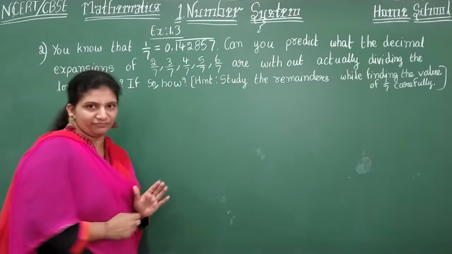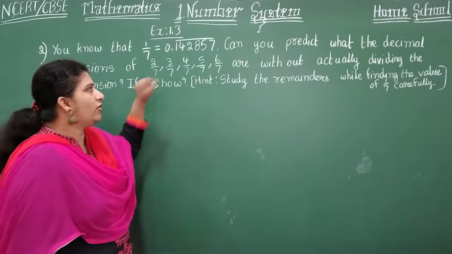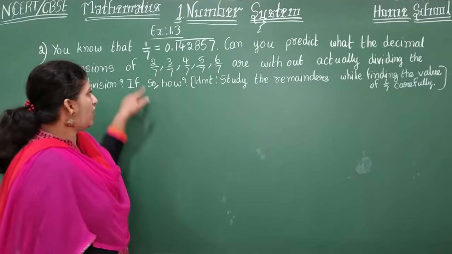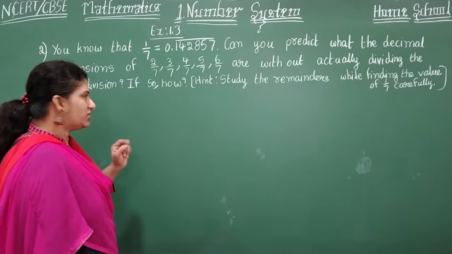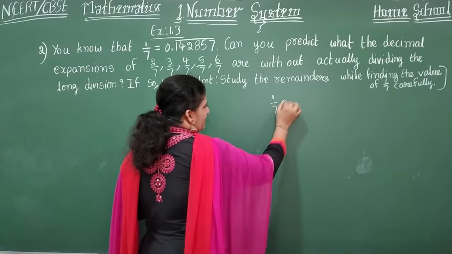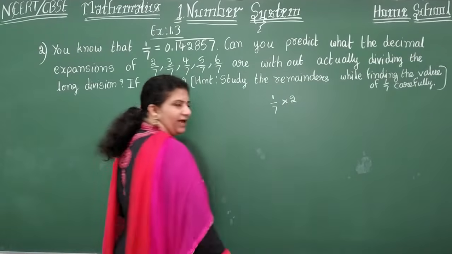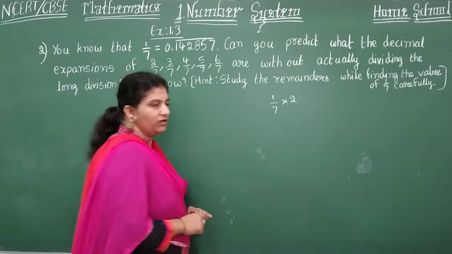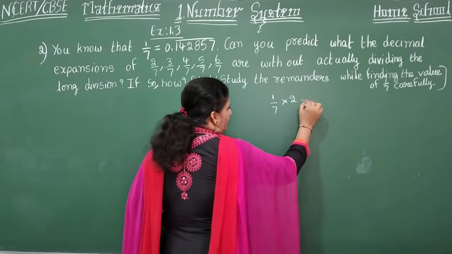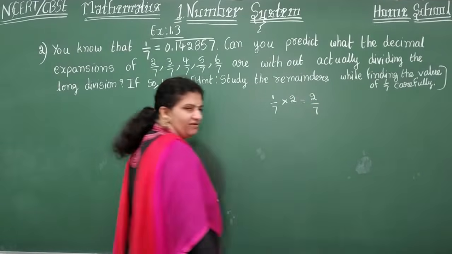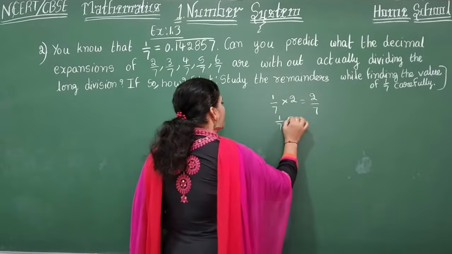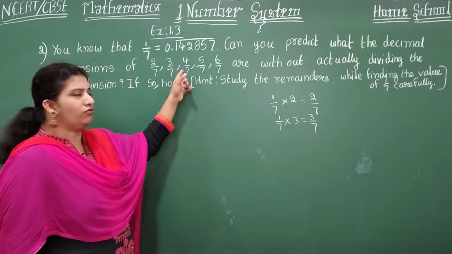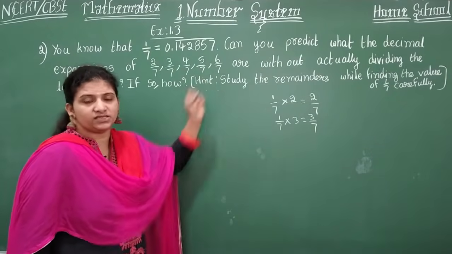So, observe here carefully, children. See, in all these, the denominator is the same. That is, 1 by 7 is common, right? So, how do you get 2 by 7? Think here for 1 by 7. If you multiply by 2, the denominator will be the same, and the 2 will be multiplied to the numerator. Then it will be 2 by 7, right? Suppose you multiply by 3, what happens? 3 by 7. Similarly, multiply by 4, 4 by 7; 5, 5 by 7; 6, 6 by 7.